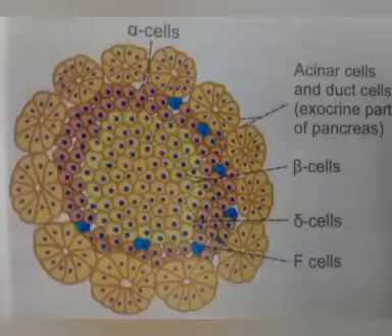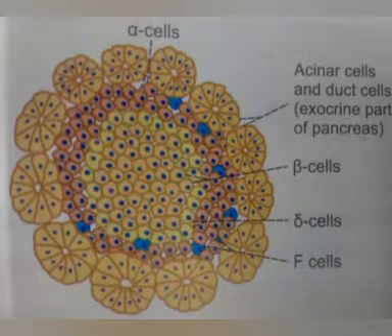Here the special cells are called the islets of Langerhans. In humans, the pancreas contains around 1 to 2 million islets of Langerhans. These cells are responsible for the secretion of different hormones. The endocrine part of the pancreas contains 4 types of cells that secrete different hormones.